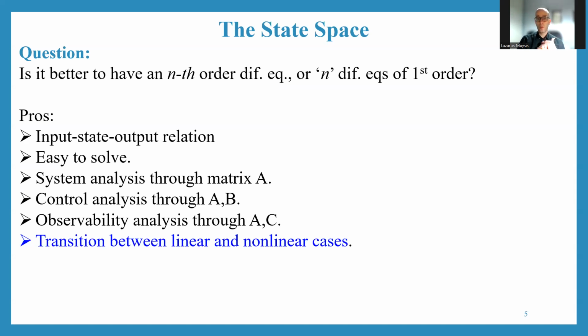You can perform control by simply studying the relation between matrix A and B. And also you can do what is called the observability analysis, which means if I am able to estimate what happens internally in the system, again, by looking only at the matrices A and C. And also, in contrast to the case of the transfer function, it offers a way to transition between linear and non-linear cases. This does not appear in transfer functions, so this is a great pro for this description.